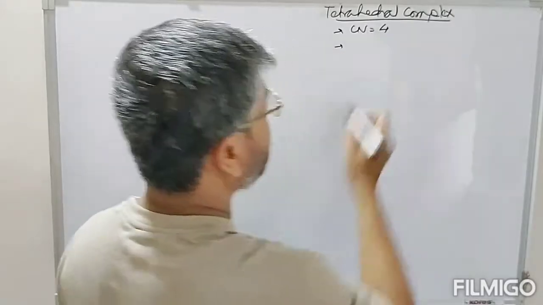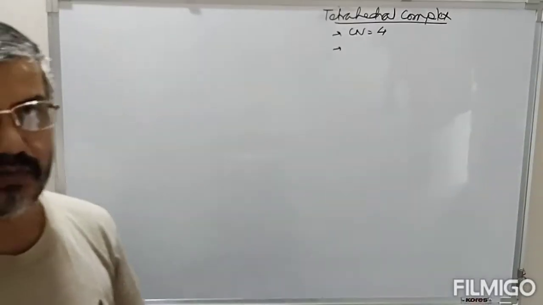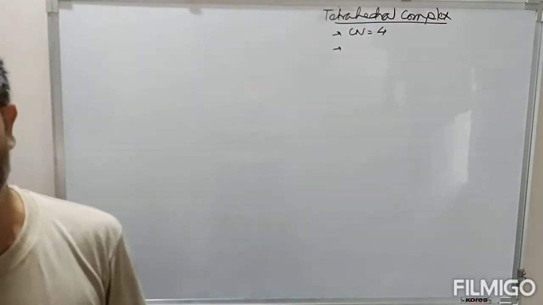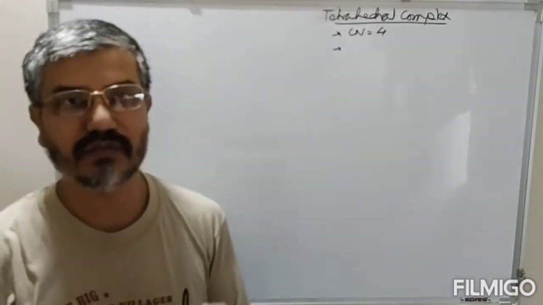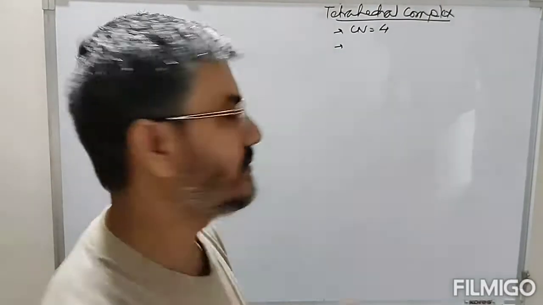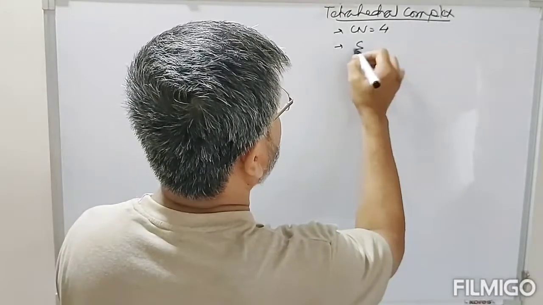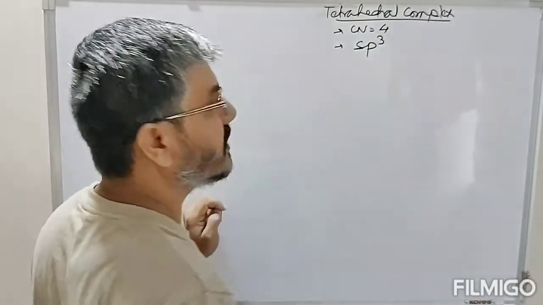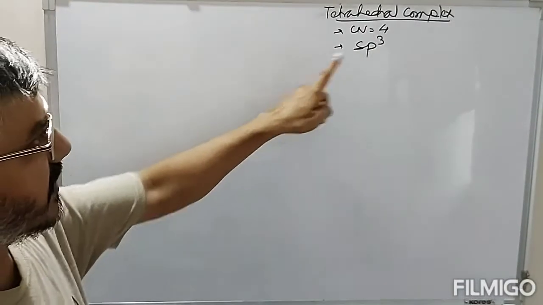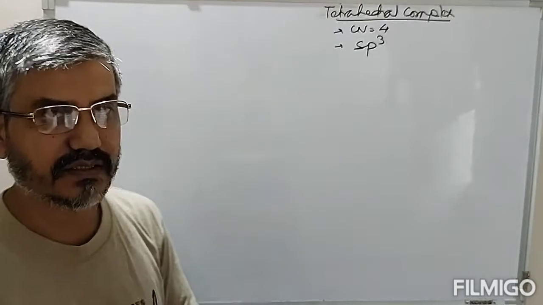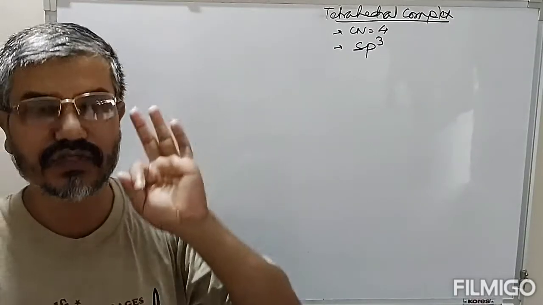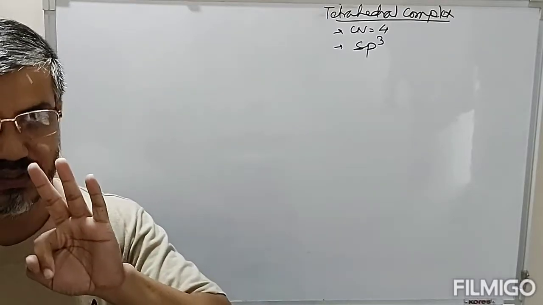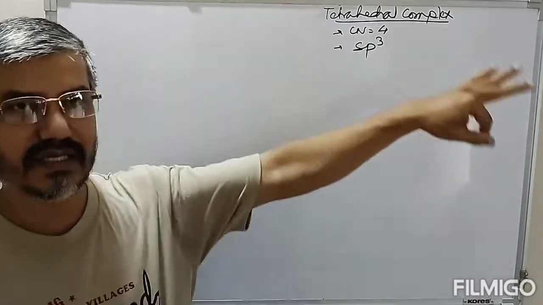Since the coordination number is 4, the number of hybrid orbitals should be 4. That means 4 vacant orbitals should be made available by the central atom. So the hybridization is sp3. That means the central atom should make available 1 vacant s orbital and 3 vacant p orbitals. So here we use s and p.